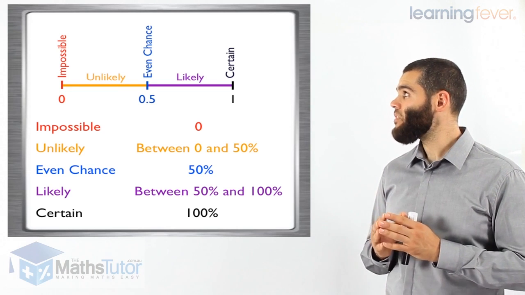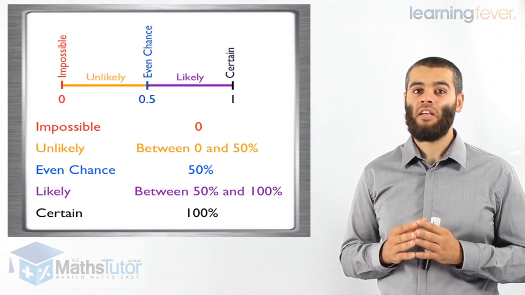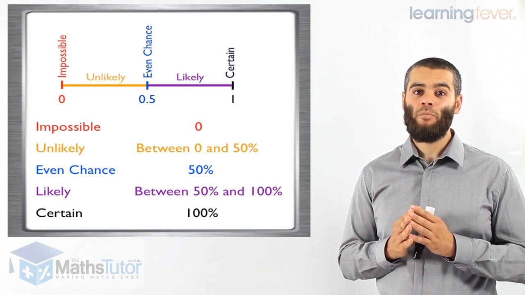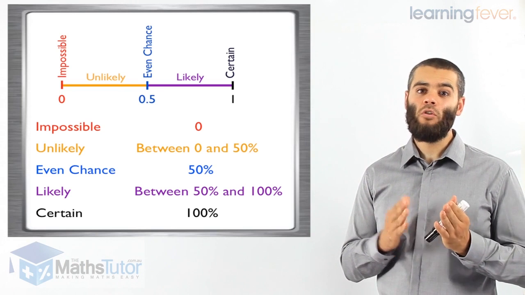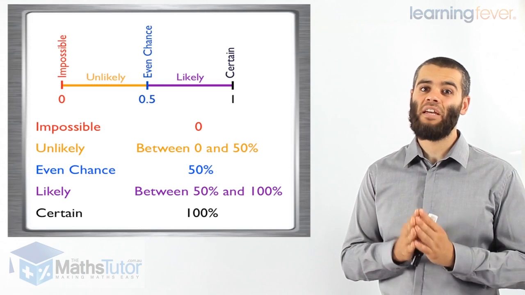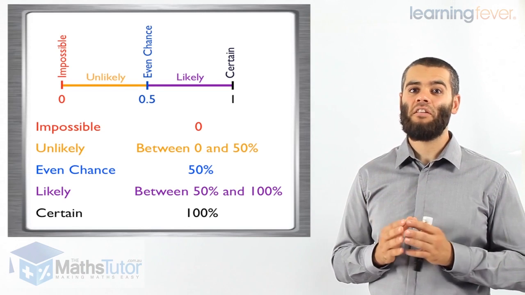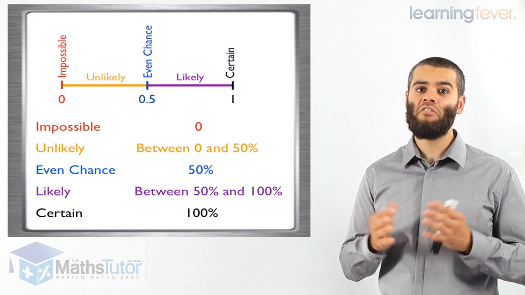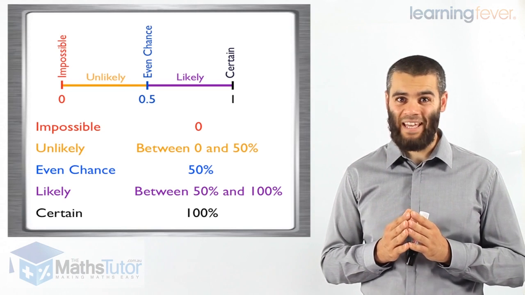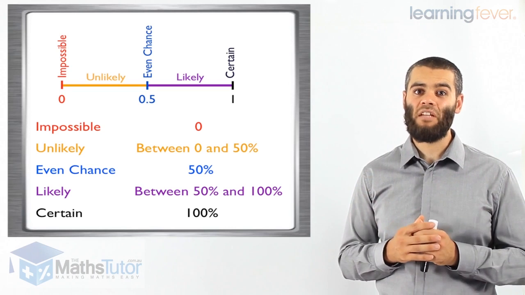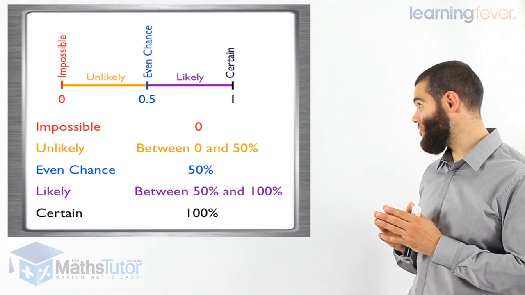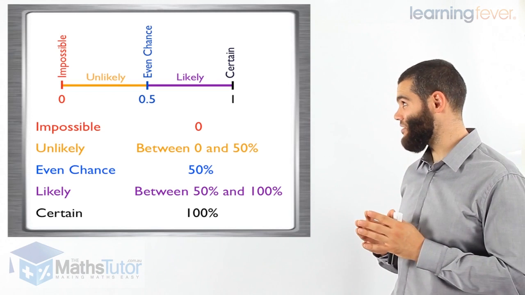Right in the middle we have an even chance. Even chance meaning 50%. 50% meaning it can be one or the other. It has an even chance of happening. So we say it is an even chance, it is 50%. So tossing a coin, for example, there is a 50% chance it's going to be a heads and a 50% chance it's going to be a tails. So we say it is 50-50 or even chance.